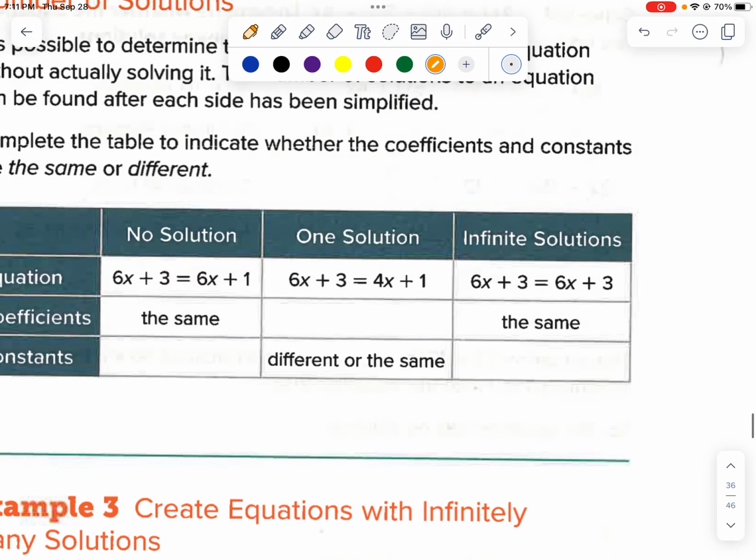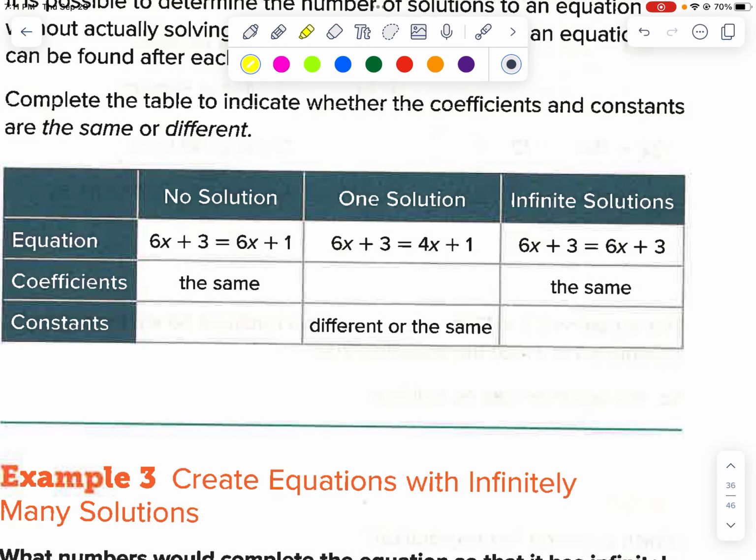Okay, so again, we were talking about this earlier. If I look at something that has no solution, the coefficients are the same. Now look at the coefficients here. The coefficients on this one are different. And then if I look at the coefficients on this one, they are the same. So if the coefficients are different, automatically it's going to be one solution.